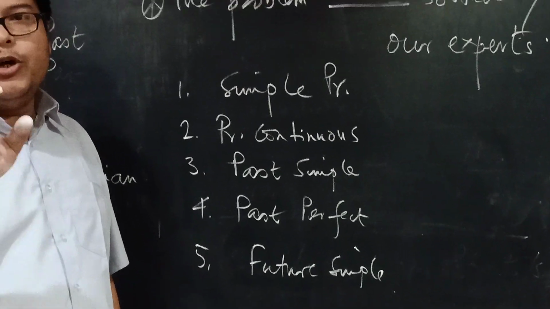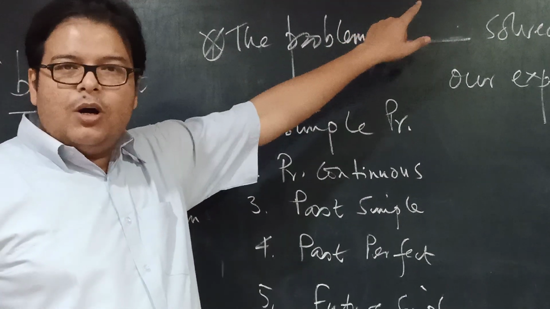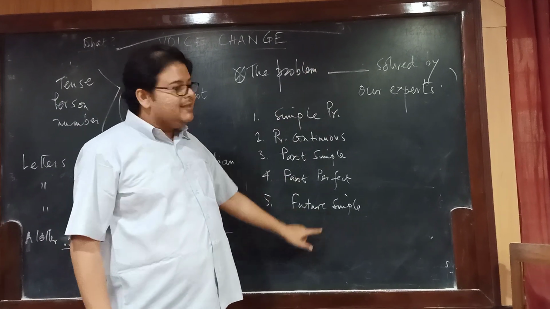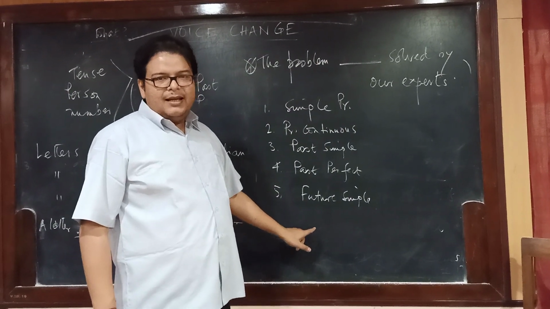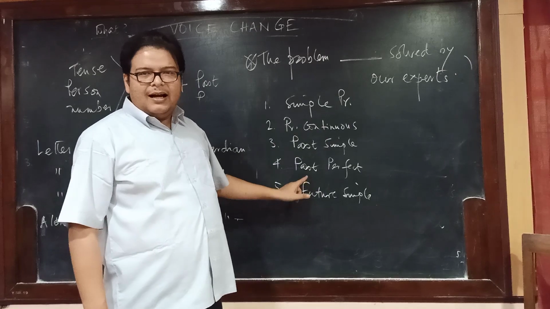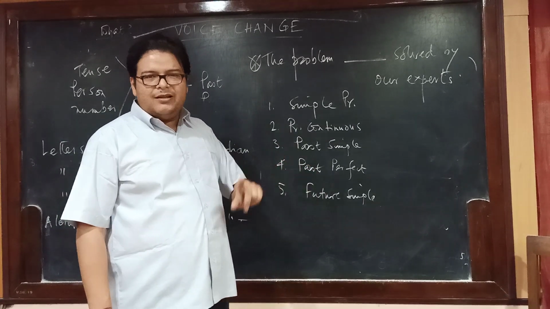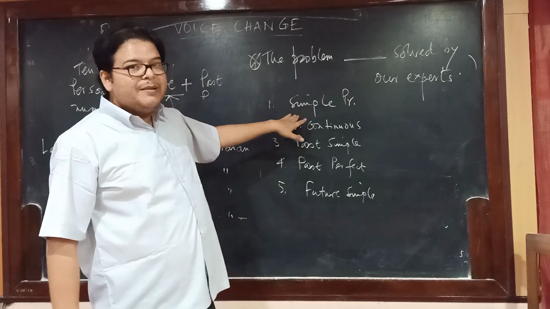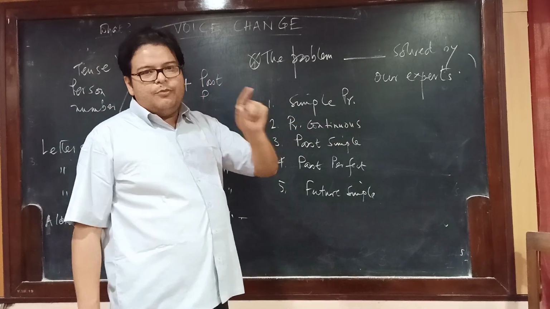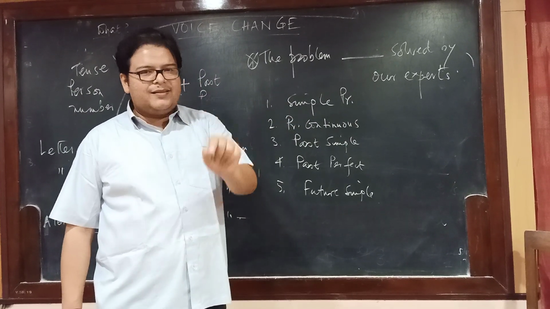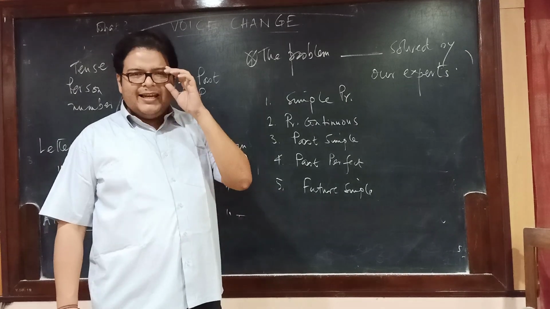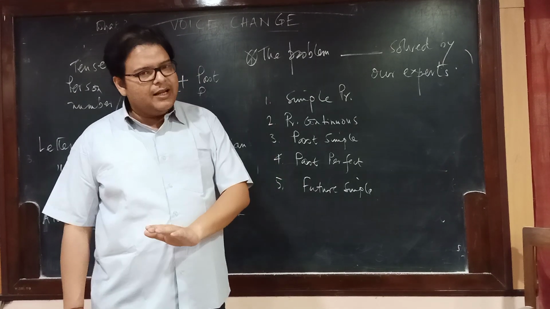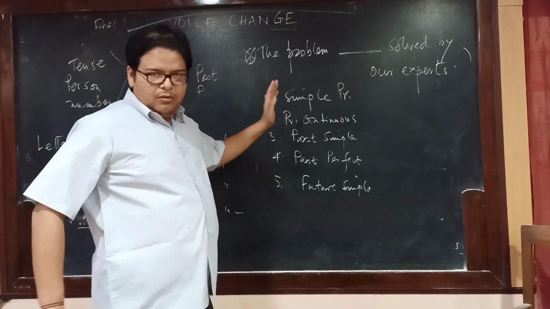You can pause the video here and work out these examples in your copy, right? I'll give you the answer, and after you are done, you can play the video again and check whether you have done the right thing. So for simple present, you pause the video here and work this out in your copies, and then you play the video and check whether you have done the right thing. So what are the answers?